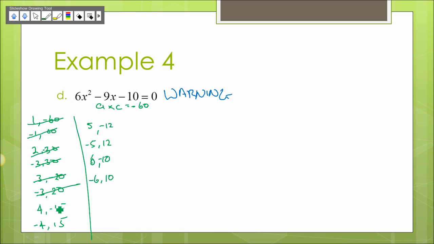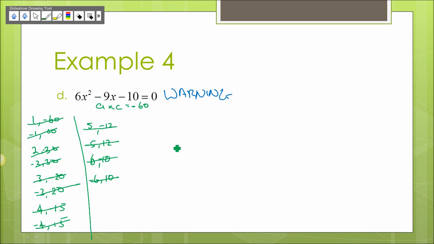So 4 and minus 15, that's minus 11, no good. Minus 4 and 15, that's plus 11, no good. Alright, 5 and minus 12 is minus 7, no good. Minus 5 and 12, plus 7, still no good. Last two, 6 and minus 10 is minus 4, no good. Minus 6 and plus 10 gives us plus 4, no good. These are all the factors and none of them works.